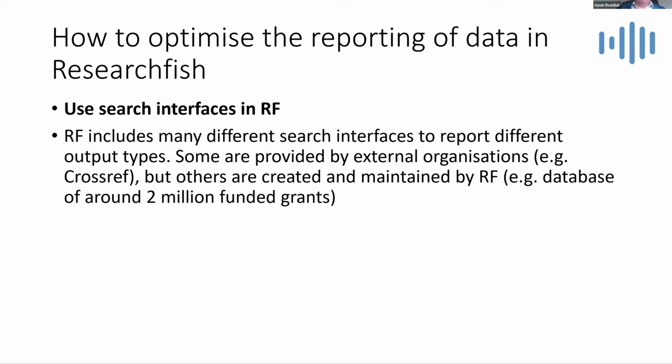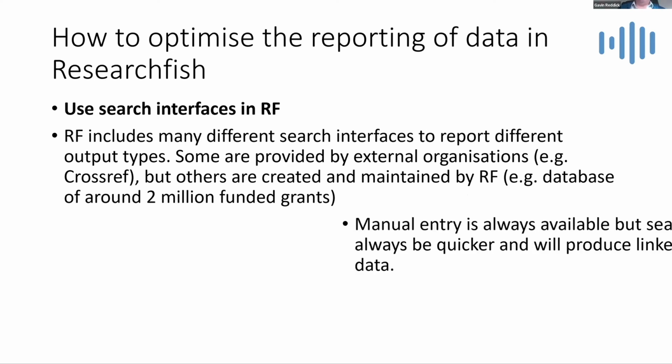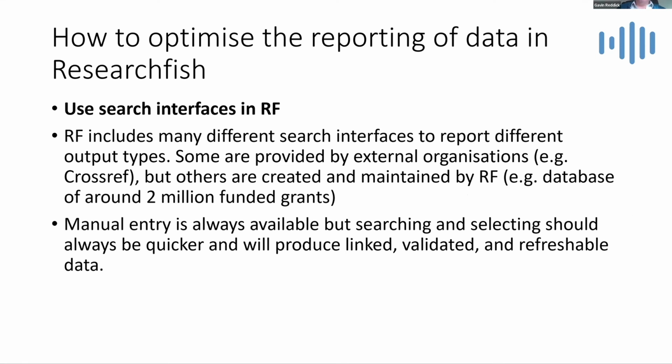So one example here is the Further Funding database, which contains about 2 million funded grants. So hopefully you can find and identify particular pieces of funding that you've received, and you can report that into researchfish just by searching and selecting. Manual entry is always available across all of these different output types, but searching and selecting should always be quicker, and it will produce linked and validated and refreshable data. So often we see people report outputs that they could have selected through searching, and obviously that does take a little bit longer.